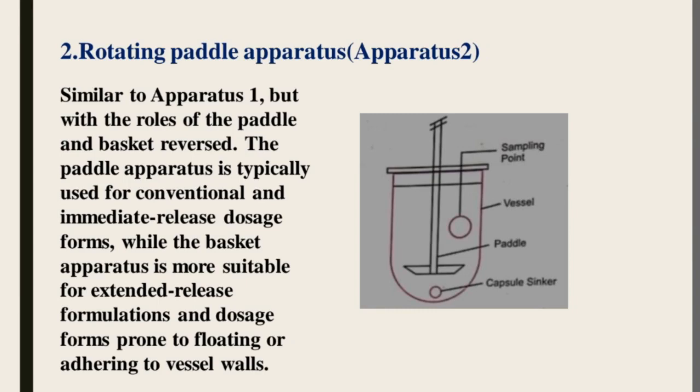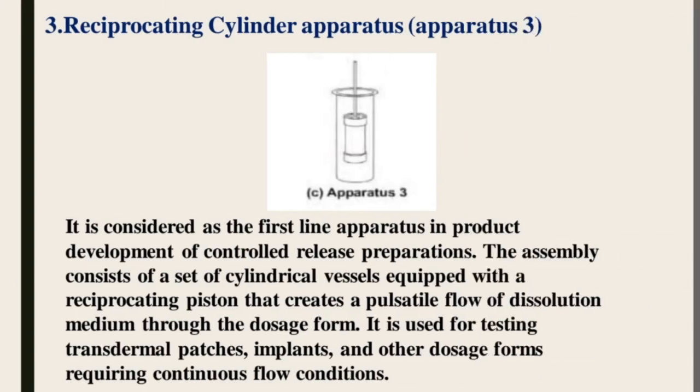Second, rotating paddle apparatus, similar to apparatus first but with the roles of the paddle and basket reversed. The paddle apparatus is typically used for conventional and immediate release dosage forms, while the basket apparatus is more suitable for extended release formulations and dosage forms prone to floating or adhering to vessel walls.